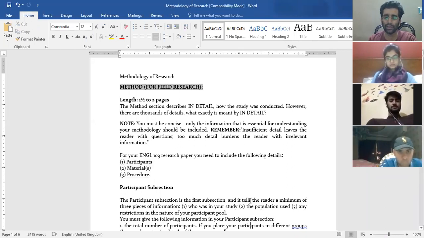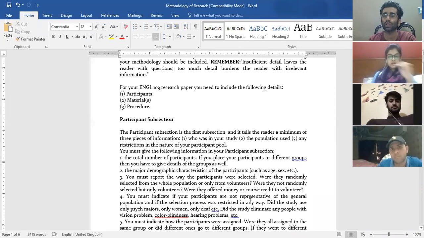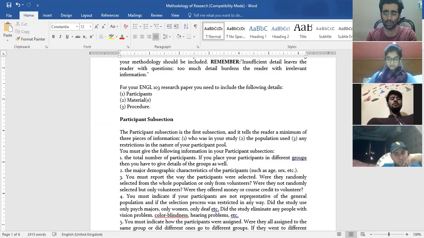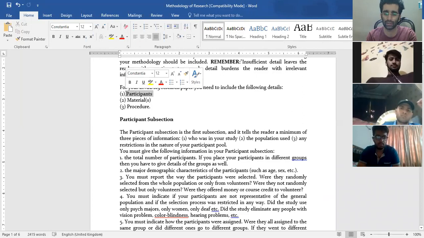Now I'll very briefly explain what these elements are and how you are going to prepare them for your research report. Theory is not important. I am sharing the theoretical aspect just to enable you to prepare these segments for your research report. Understanding is more important than memorizing, because there is not going to be any quiz on these elements. So first of all, the participants subsection.